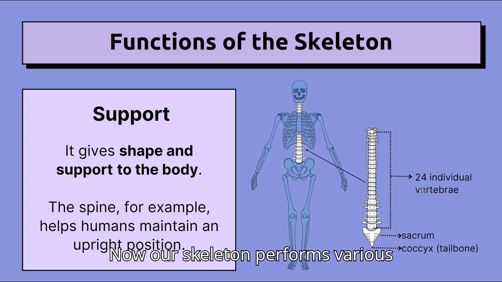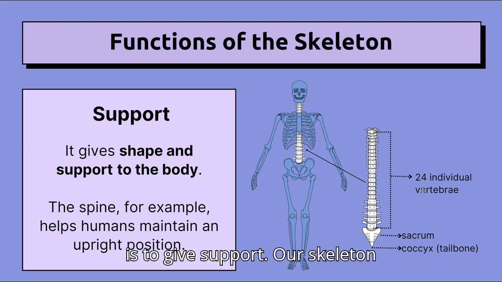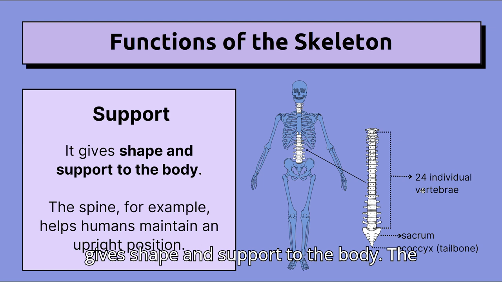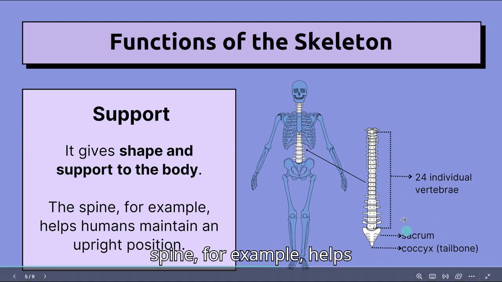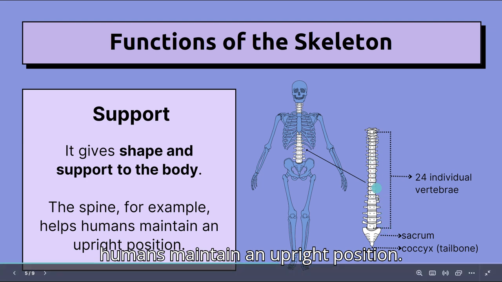Now our skeleton performs various functions in our body. The first function is to give support. Our skeleton gives shape and support to the body. The spine, for example, helps humans maintain an upright position.